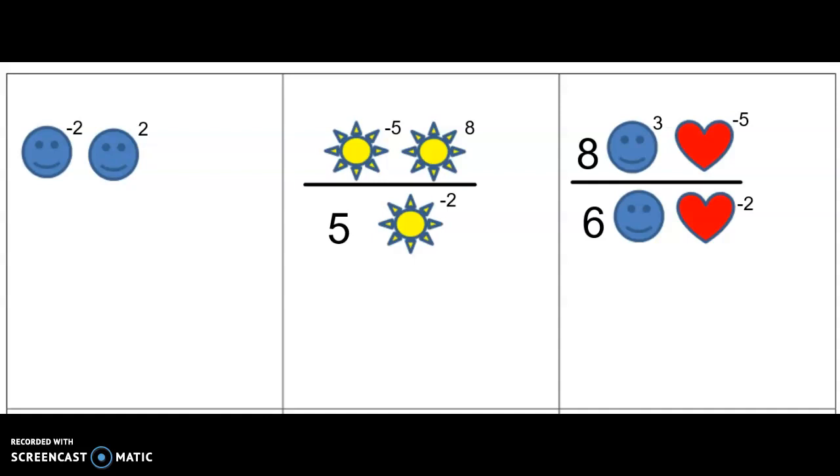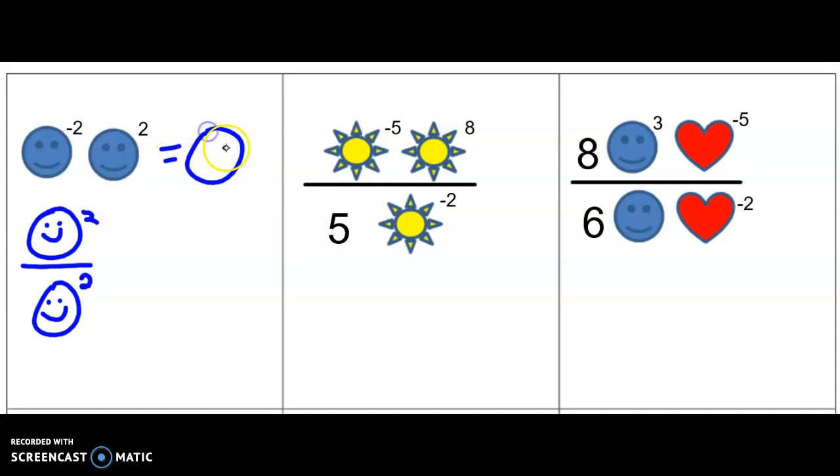Same thing applies. If you have the same base, in this case it's a smiley face, and you are multiplying, you can do this a couple different ways. You can move this to the bottom, which is absolutely fine, and if you do that, you get this. Or you could certainly just add those together to get 0. But anything to the 0 power, or the same thing over itself, will be 1. So the answer for that problem will be 1.